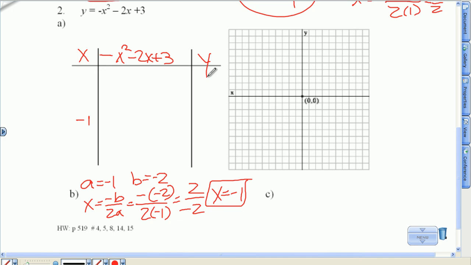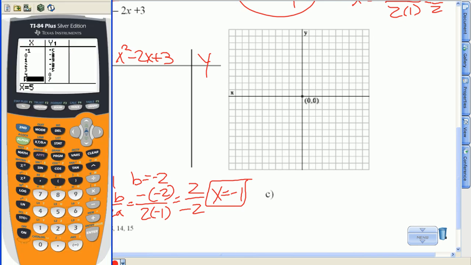Alright, so on either side of -1, -2, -3, -4. On the positive side, or moving to the right on the x-axis, 0, 1, and 2. So I go to my calculator. I go to my graph. And I clear this out. -x squared. Make sure it's a negative sign and not a subtraction sign, or it'll give you an error. -2x, and then +3. Zoom 6 gives me a look at it.